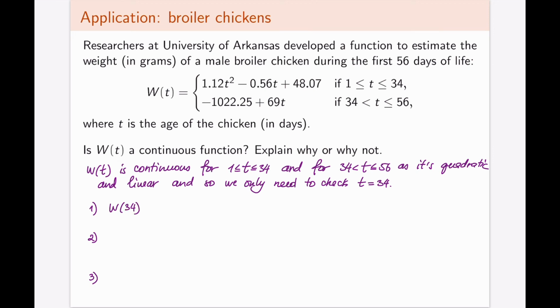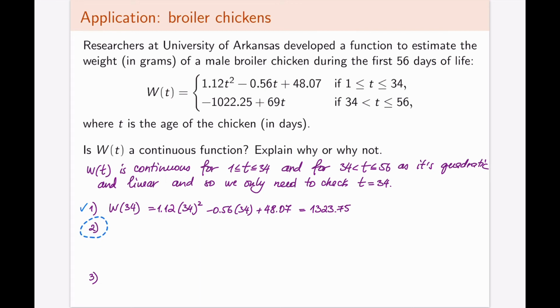What am I going to do? If I plug in 34 here, I need to decide if I am in the first case or in the second case. And you can see that the 34 is included here, which means I will be plugging 34 in for t here. So W of 34 is 1.12 times 34 squared minus 0.56 times 34 plus 48.07. Okay, if you plug it in, you're going to get a number, 1323.75. Okay, it's a valid number, so the function at that point indeed exists.